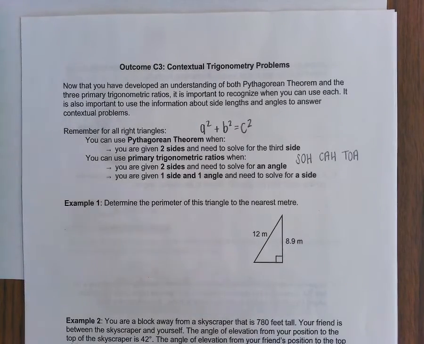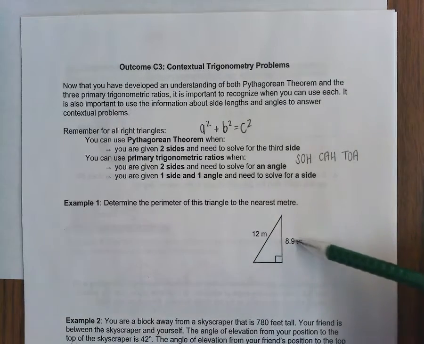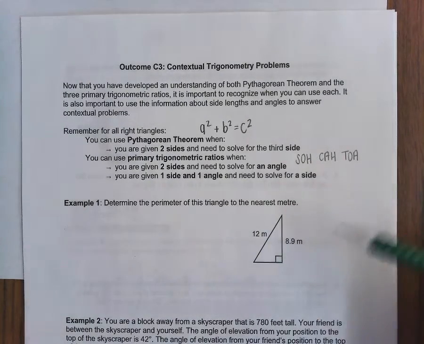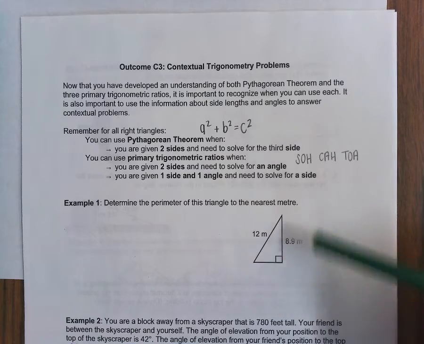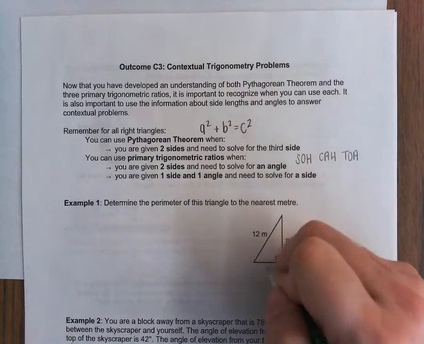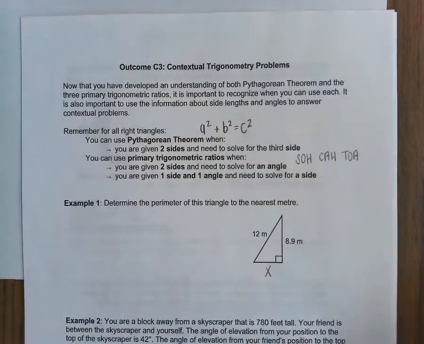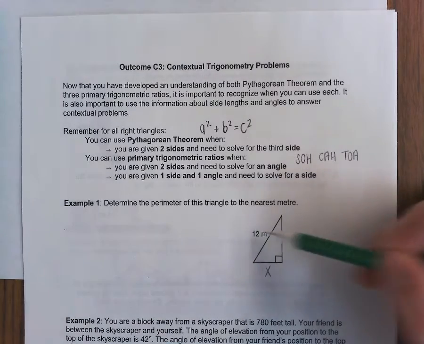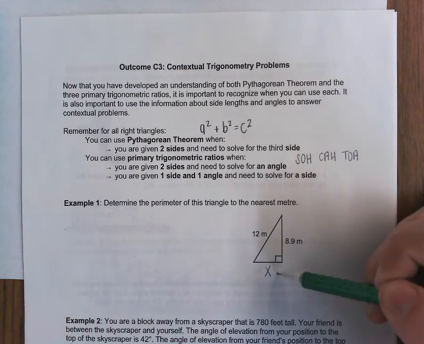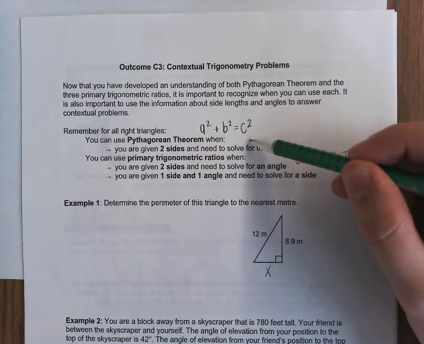So if we look at example 1, it's asking you to determine the perimeter of this triangle to the nearest meter. So when you look at this triangle and we're going to find the perimeter, you'll notice that you're given two sides. But in order to find the perimeter, we need to know all three sides. So what we're looking for is this third side. You're given two of the sides and you're looking for the third side. That means that you're going to be using Pythagorean theorem.